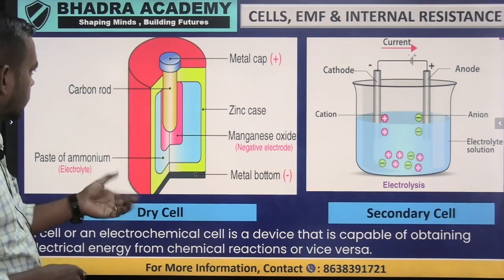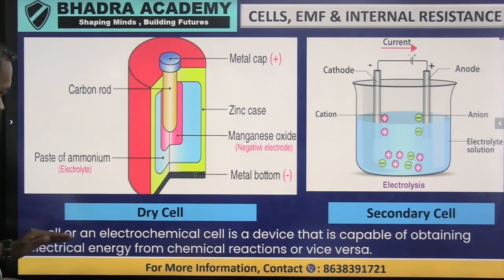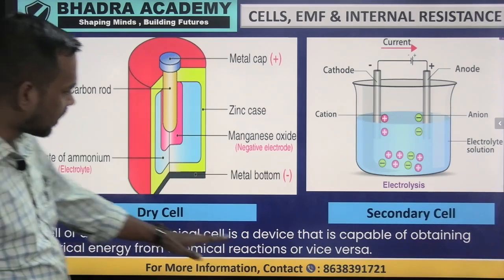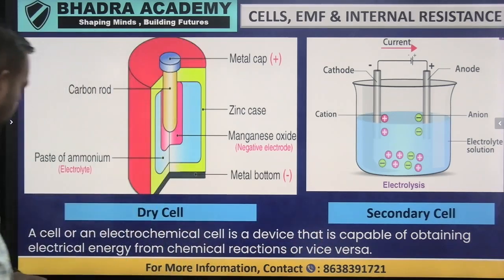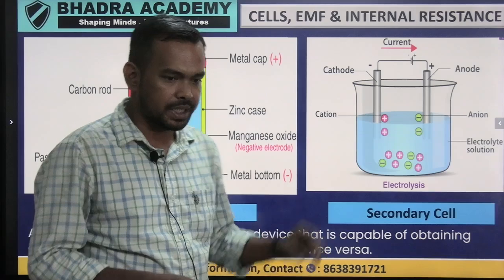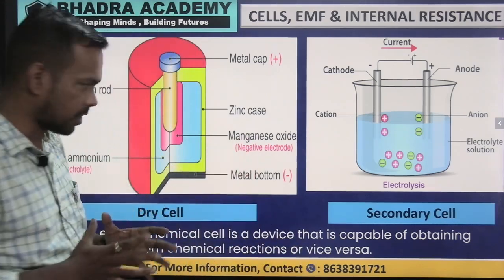So here we can see the composition, and basically the definition of a cell is: an electrochemical cell is a device that is capable of obtaining electrical energy from chemical reactions and vice versa. So by doing the chemical reactions, the cell is providing us the electrical energy.